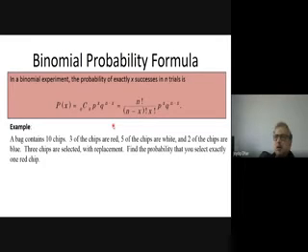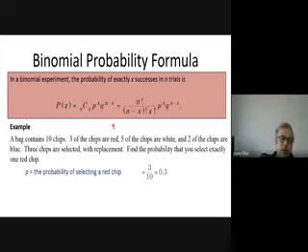A bag contains 10 chips: 3 chips are red, 5 chips are white, and 2 chips are blue. 3 chips are selected with replacement. Find the probability that you selected exactly 1 red chip. Means our success is red, exactly 1 red chip. The probability of selecting a red chip is 3 by 10, because there are 10 chips and out of that 3 are red. And the probability of failure is 0.7, because it is 1 minus 0.3. And here we have done 3 trials, so n is 3.